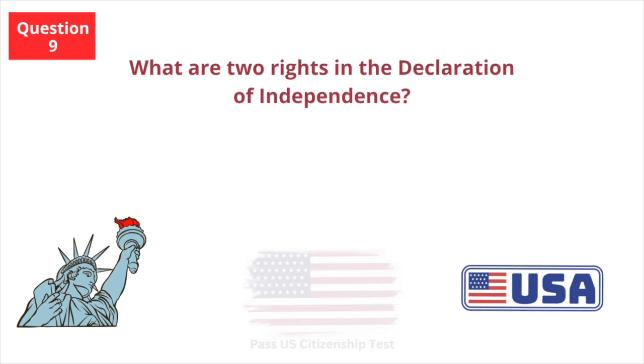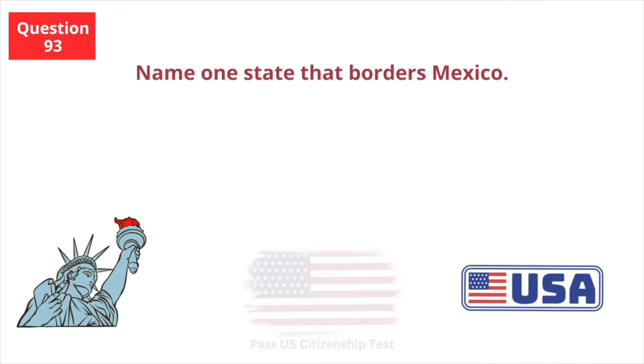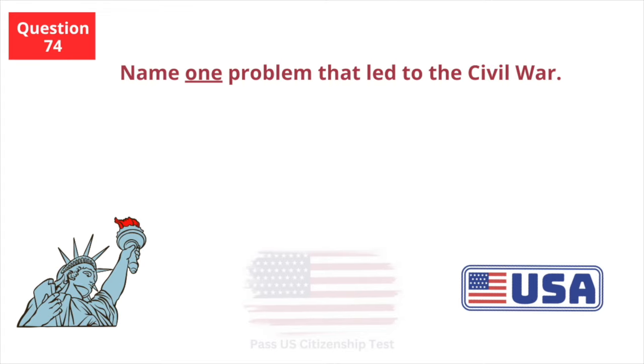What are two rights in the Declaration of Independence? Life, liberty. Name one state that borders Mexico. California. Name one problem that led to the Civil War. Slavery.